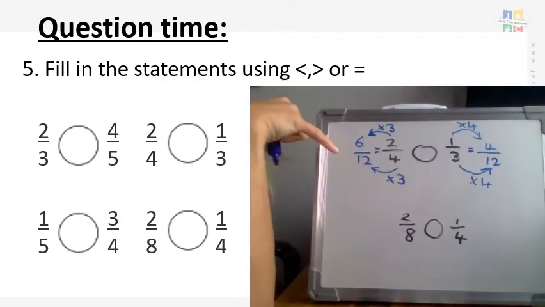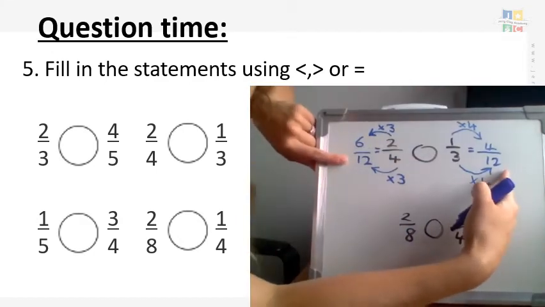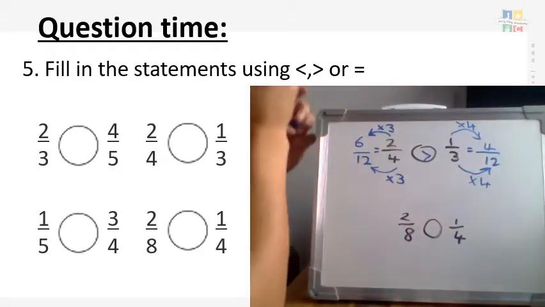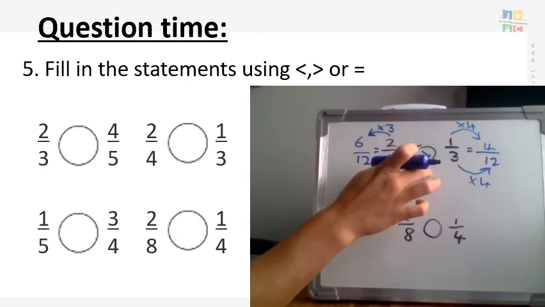Now if I look at these two numbers, they've both now got the same denominator of 12. If I look at the numerators, 6 and 4, I know 6 is greater than 4, so I know 2/4 would be greater than 1/3.